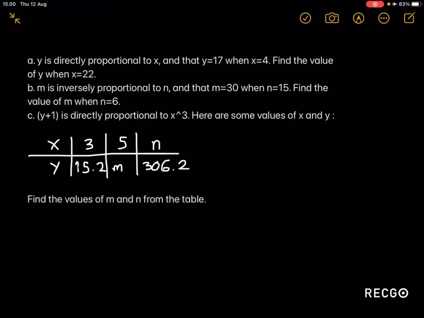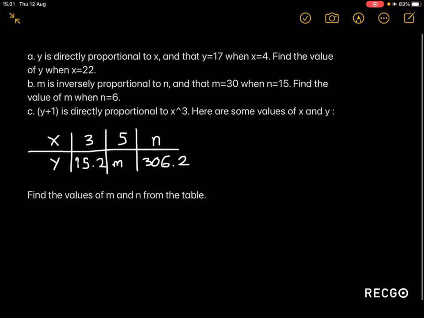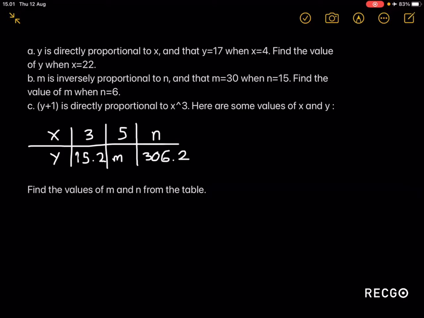Here's another proportion question for you. We have three parts right here. Let's solve for part A first. y is directly proportional to x, and y equals 17 when x is equal to 4. Find the value of y when x is equal to 22.